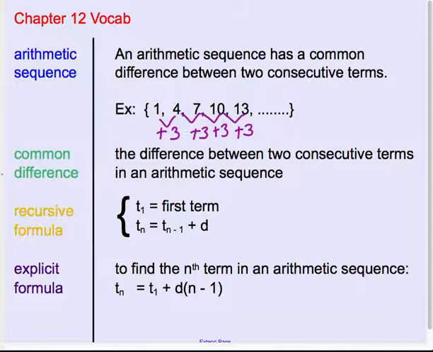The common difference is that amount we just found. It's whatever you add or subtract to get the next term. So in our first example, our common difference is positive 3.